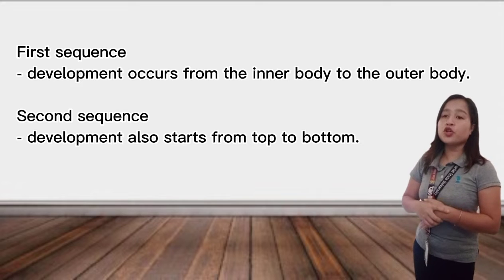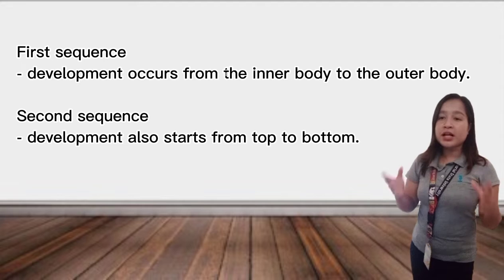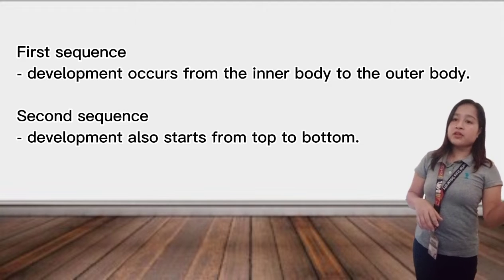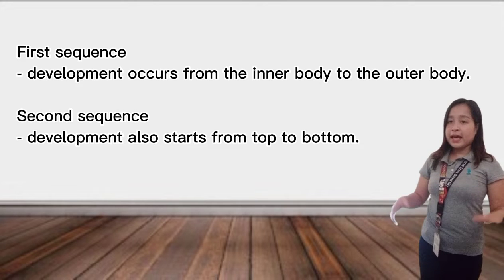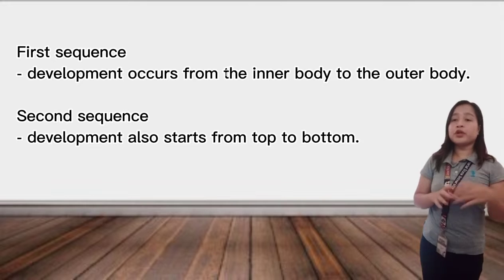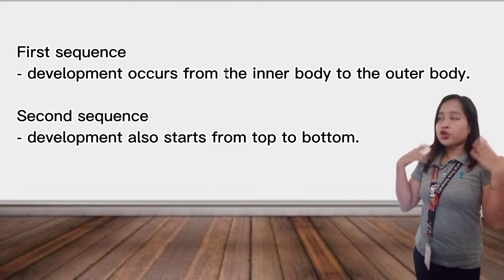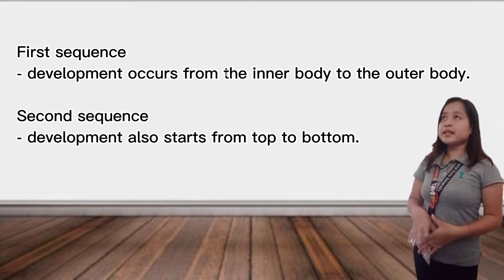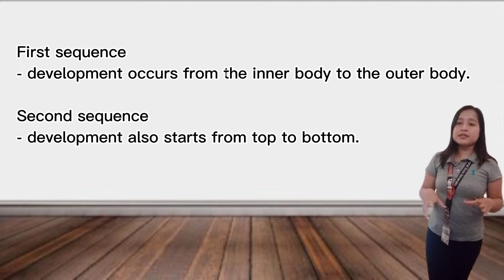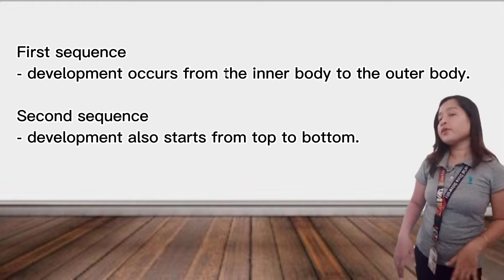The development also starts from top to bottom. So children need to control their head first. Then they will gain control over their legs and feet. An example of it is a newborn baby. I think at 8 months, the baby can control their head. Then after that, when they are 8 or 9 months, they will control their legs and feet.